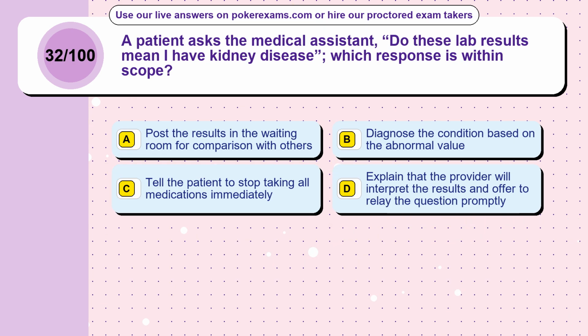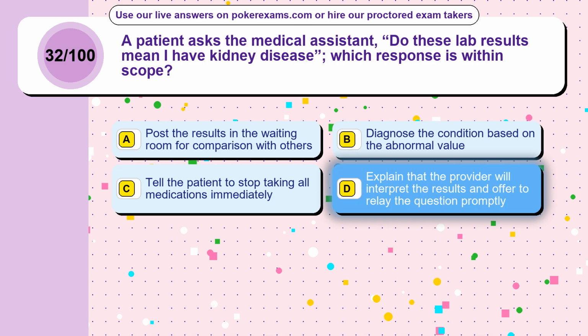Question 32. A patient asks the medical assistant, "Do these lab results mean I have kidney disease?" Which response is within scope? Option A. Post the results in the waiting room for comparison with others. Option B. Diagnose the condition based on the abnormal value. Option C. Tell the patient to stop taking all medications immediately. Option D. Explain that the provider will interpret the results and offer to relay the question promptly.